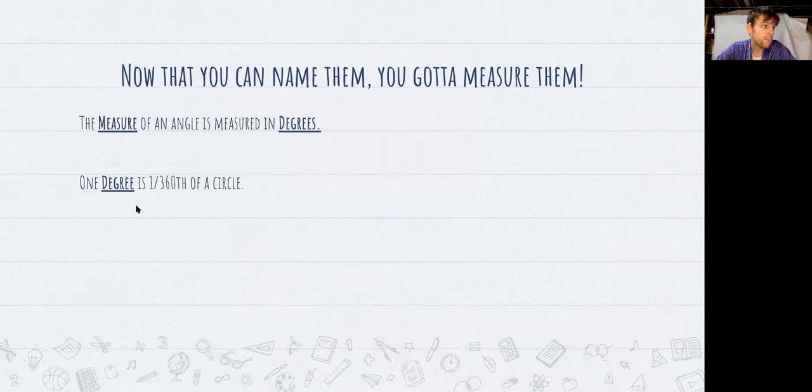Funny thing, you know, right? The reason we use 360 for a circle, it seems like an odd number. Not that it is odd, but a number. Why would we choose that? It's because 360 is roughly the number of days in a year.